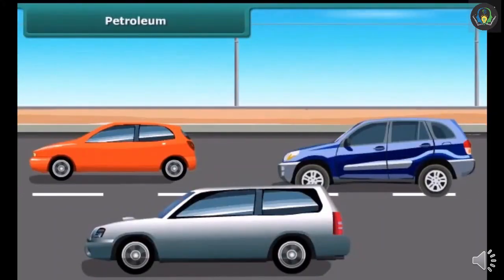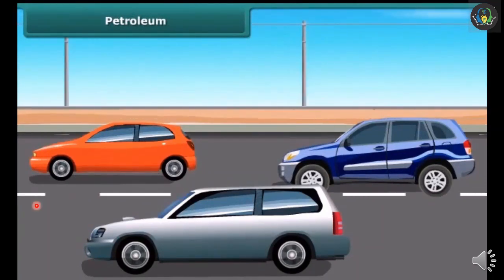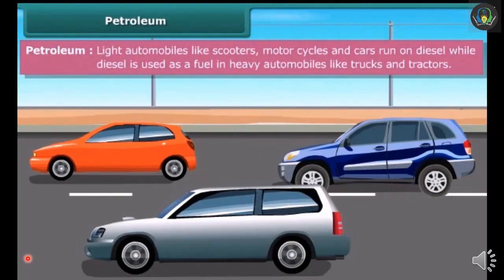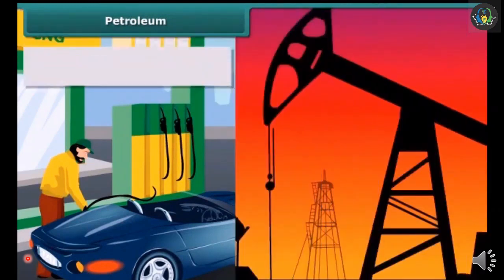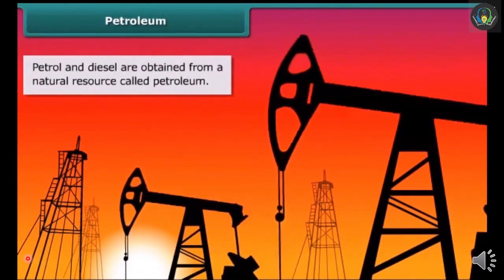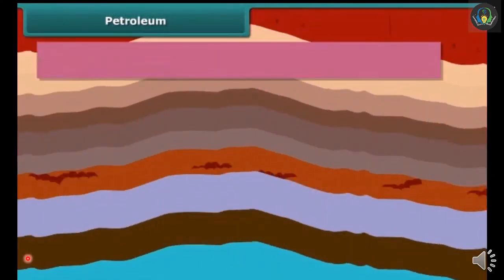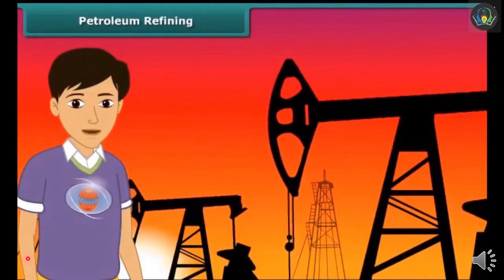Now I know you all are fond of luxury cars and vehicles, but do you know which fuel they run on? Actually, most of these run on either petrol, diesel or compressed natural gas, also known as CNG. Petrol and diesel are obtained from a natural resource called petroleum. Over here, you'll be able to observe a layer which is above water, and that is of petroleum. They do not get mixed as their densities are different. Let's study about petroleum refining.